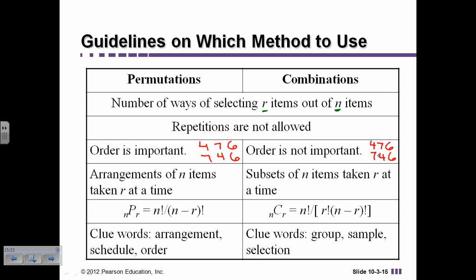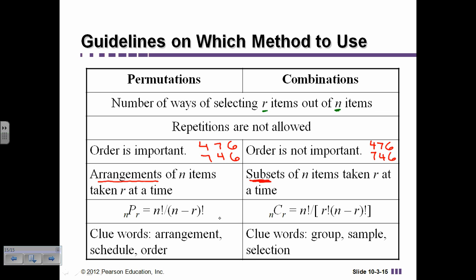So if you think about decks of cards, if I drew a 4, a 7, and a 6, that's the same hand as if I drew 7 and 4 and 6. So I don't want to count all the combinations. I want to eliminate the overlaps. So that's why our formula changed some. So what we're looking at here is with permutations, we're looking at the arrangements of N items taken R at a time. Whereas with combinations, we're looking at a subset of N items taken R at a time.